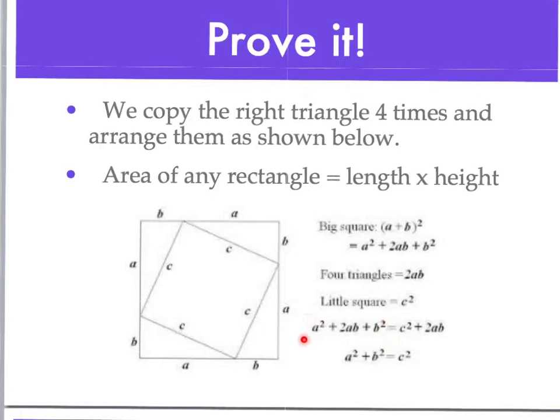On one side we have this, A squared plus 2AB plus B squared. On the other side we've simply put the 4 triangles and the little square together, and we know both of those equal the same thing, which is the area of the big square. And the way we get this guy here is we simply cancel out the 2AB on this side and the 2AB on this side, and we get A squared plus B squared equals C squared.